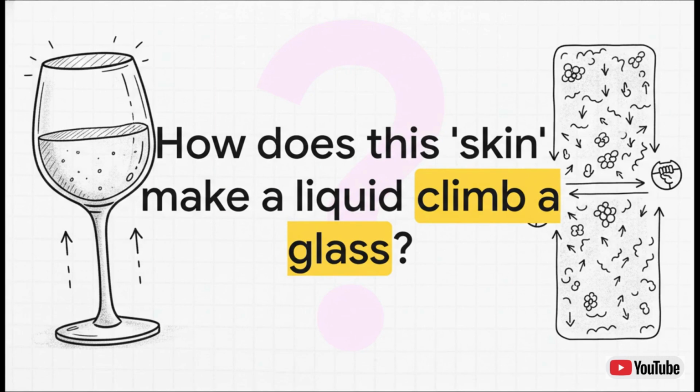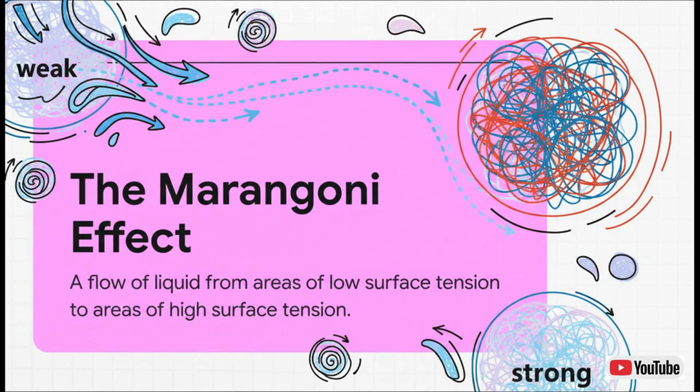Okay, so surface tension explains the skin. But what's making that skin defy gravity and actually crawl up the side of the glass? Well, the answer isn't just surface tension itself, but a difference in surface tension. And this, right here, is the key. It's called the Marangoni Effect. It's a really simple but powerful idea. Basically, whenever you have a difference or a gradient in surface tension, the liquid gets pulled away from the area of low tension and towards the area of high tension. It's like a tiny microscopic tug-of-war.